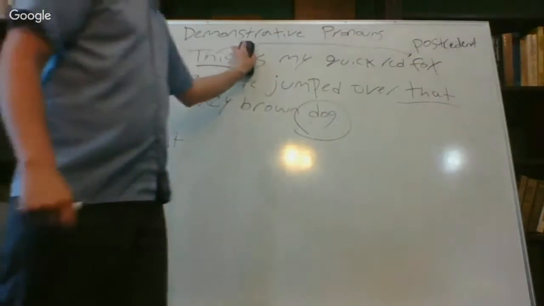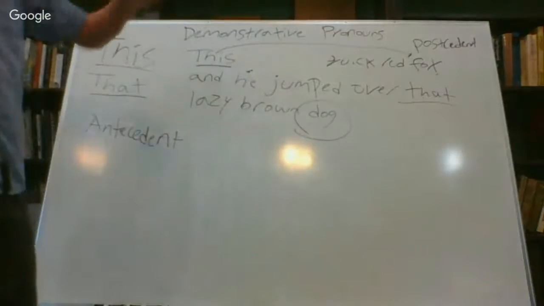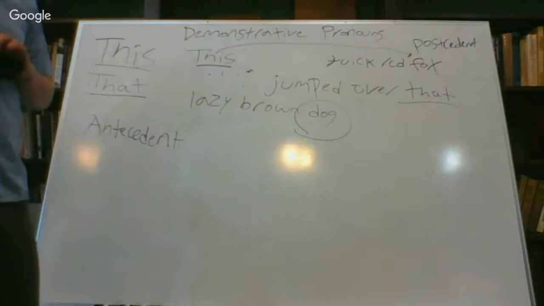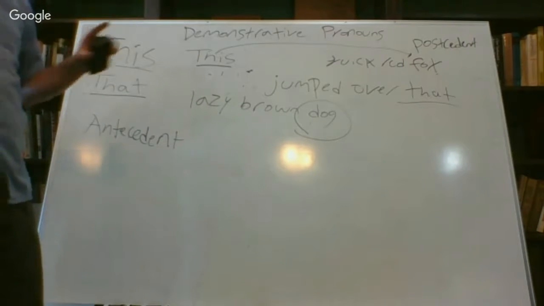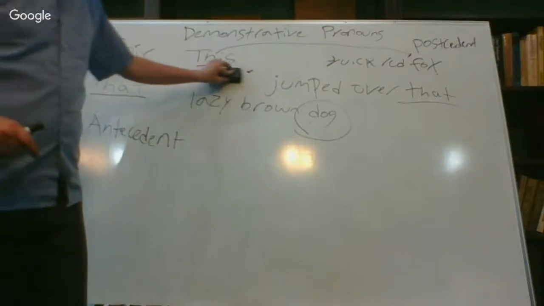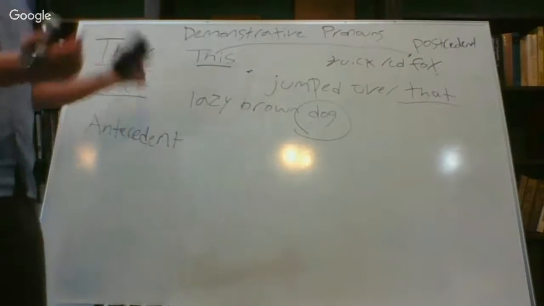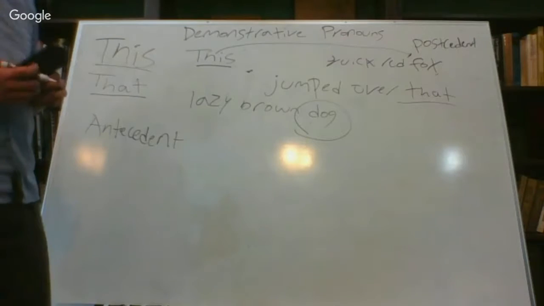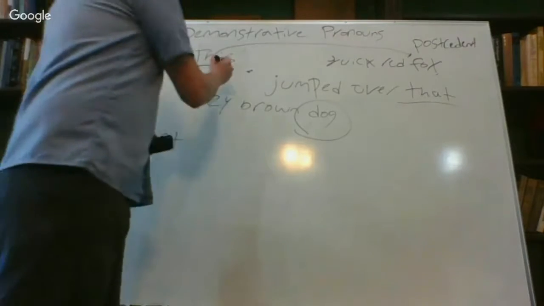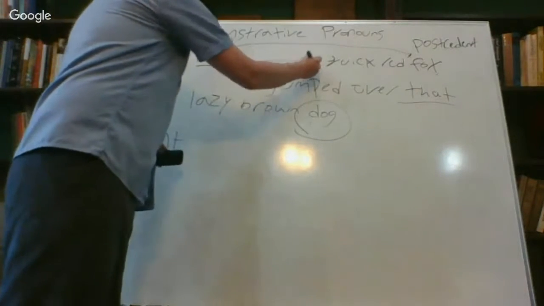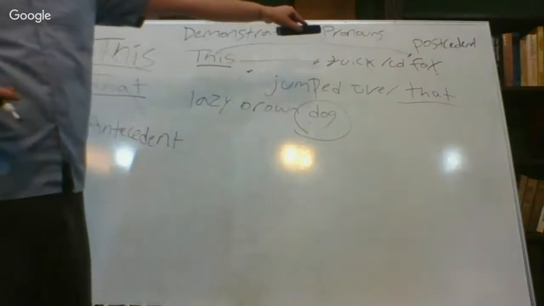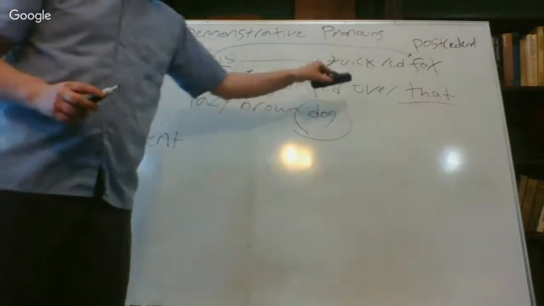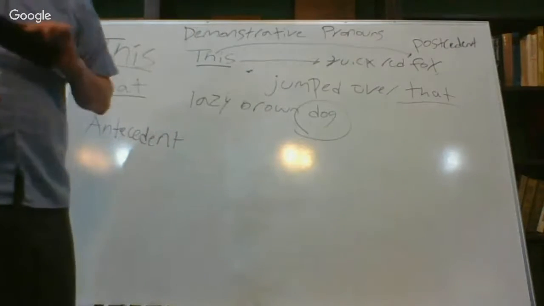If I were to get rid of that, this quick red fox jumped over that lazy brown dog. You see kind of how we just got rid of some of this fluff and saying the same thing just with less words. So that's kind of how that is working. But this right here is an adjectival pronoun here. This quick red fox jumped over that lazy brown dog.